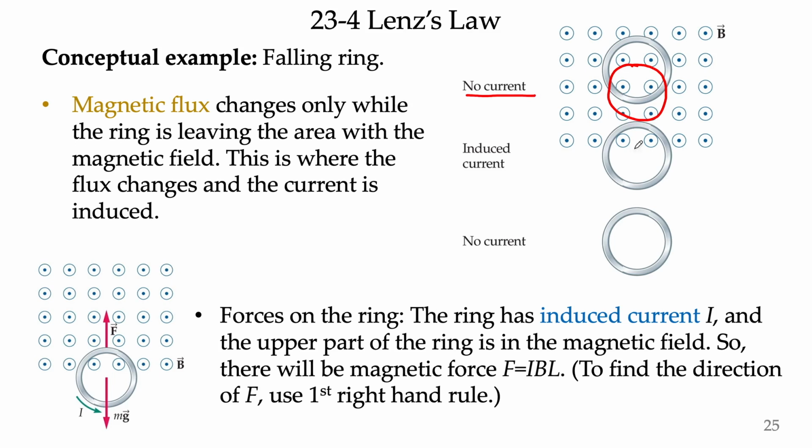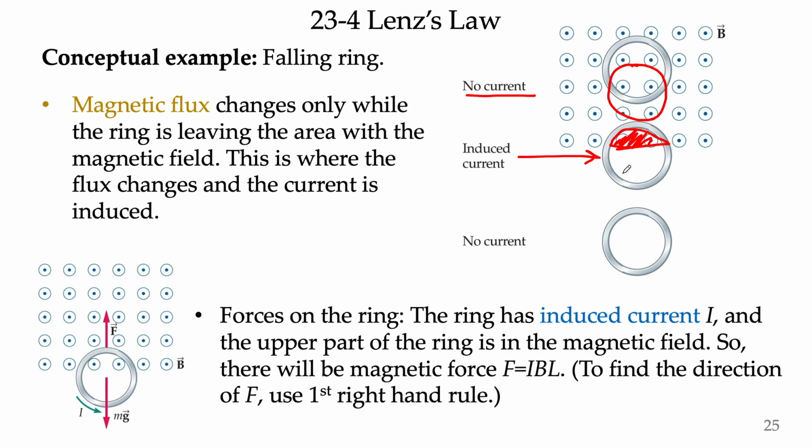But right here, if you look at here, the area with the magnetic field, it's getting less and less. So the flux is changing here as this ring starts to get out from the magnetic field lines, this magnetic field region. So there is going to be induced current at this position.